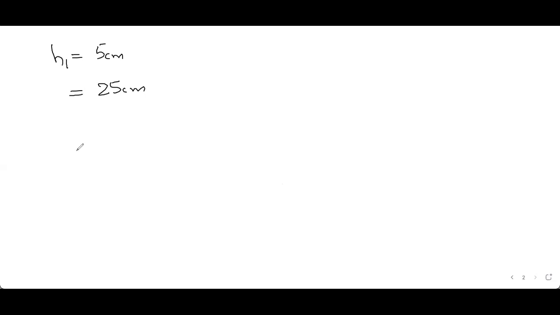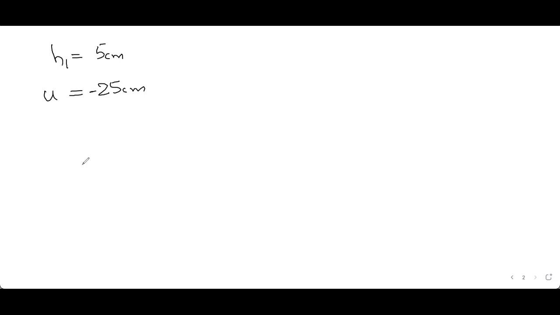A five centimeter high object is placed at a distance of 25 centimeters from a converging lens. This is the distance of the object, and it is placed in front of the lens. Usually the front of the lens is the left hand side. So tell me, is u equals 25 centimeter correct, or is something wrong here? We need to change something. Minus is correct. Minus 25 centimeters. Very good.